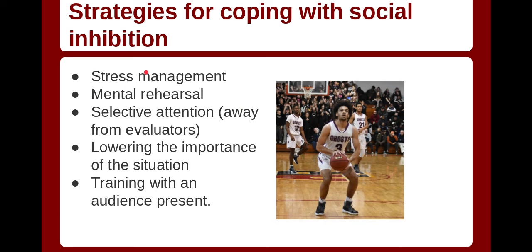Okay, and then strategies for coping with social inhibition, so that negative impact of co-actors, the crowd, of other people. So using stress management, which we can link to things we've already talked about. Mental rehearsal, so rehearsing a free throw, something like that. Selective attention, so away from the evaluators, away from the audience, refocusing the attention on the skill or the task in hand, lowering the importance of the situation.